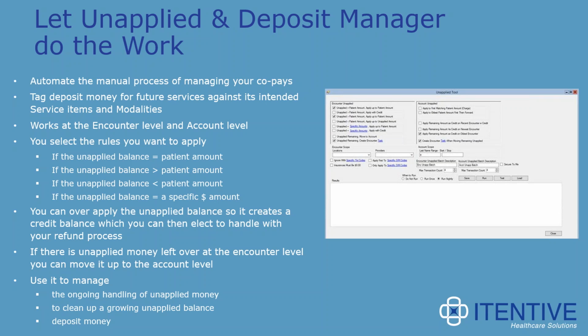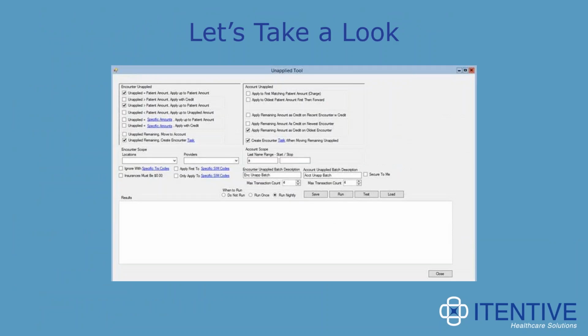If there's money left over at the encounter level, you can move it up to the account level. And so refund, or the Unapplied Deposit Manager, works both at the encounter level and the account level. So basically, to sum it up, you can use the Unapplied Deposit Manager to handle your ongoing handling of the unapplied money, or to clean up your growing unapplied balance, and also use it to manage your deposit monies. And you'll see how all of this works in the demonstration that Joe's going to take you through. So let me go ahead and turn it over to Joe, and he'll take you through the Unapplied and Deposit Manager and how it works.